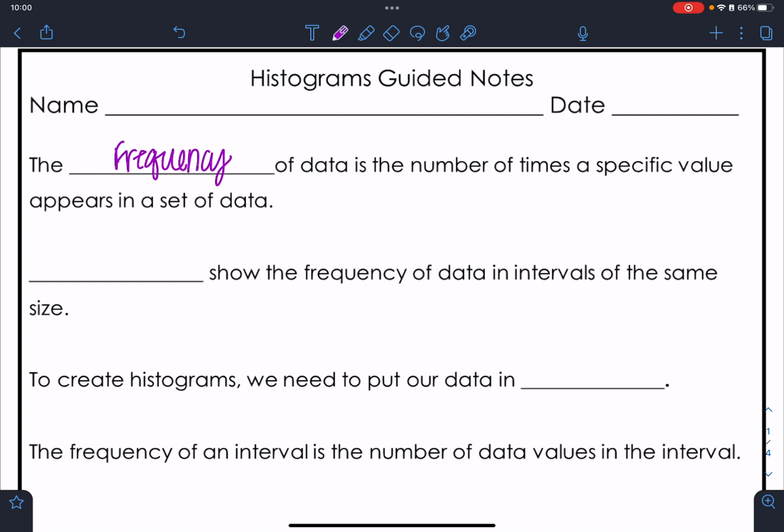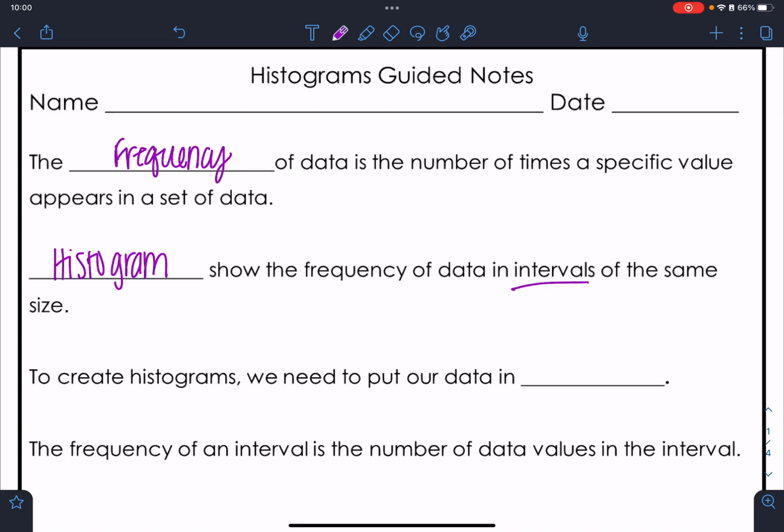So we're going to be looking at a list of numbers, and trying to figure out how many times that number appears in my list. We're kind of counting, all right? And then, what is a histogram? That's the next blank. A histogram is a type of graph, and it shows how many times that data appears in intervals. Sometimes it's each number at a time, but a lot of times we'll see an interval.